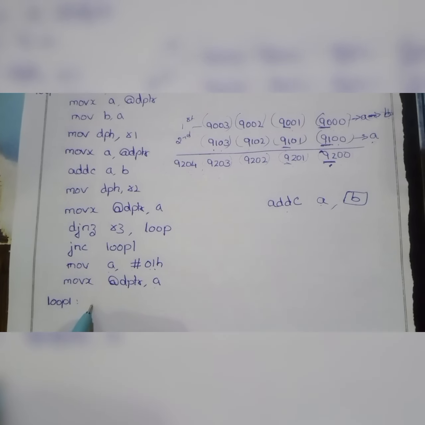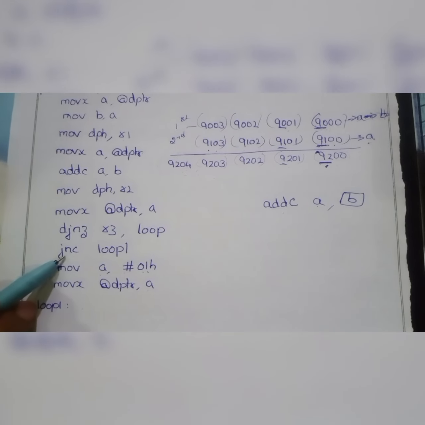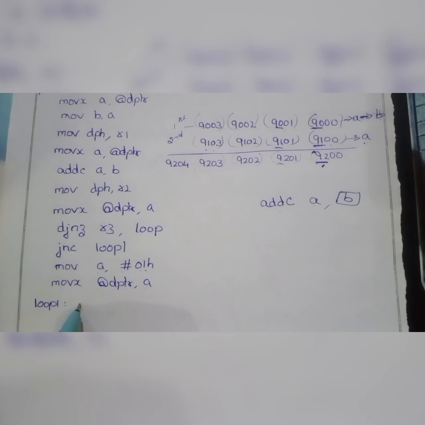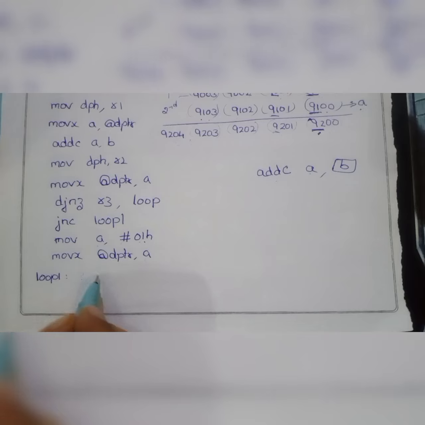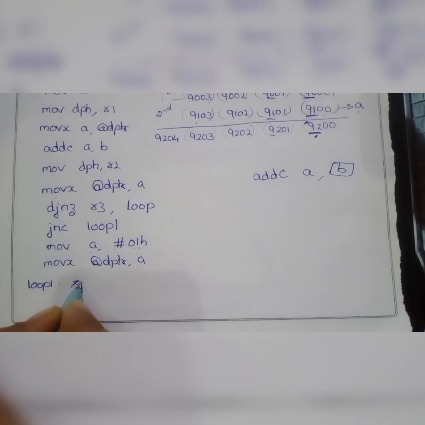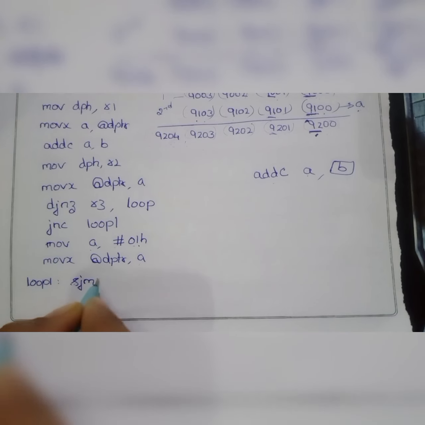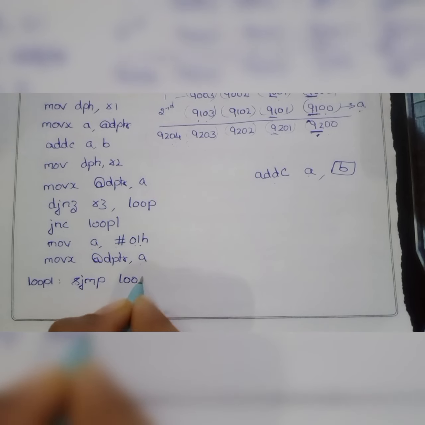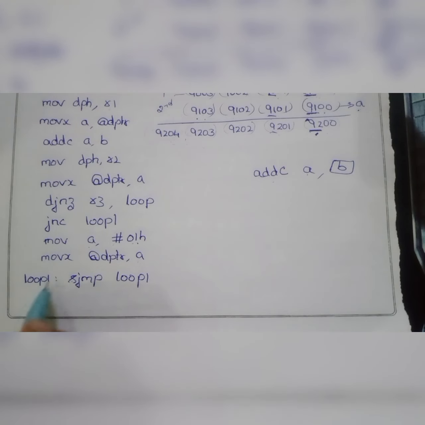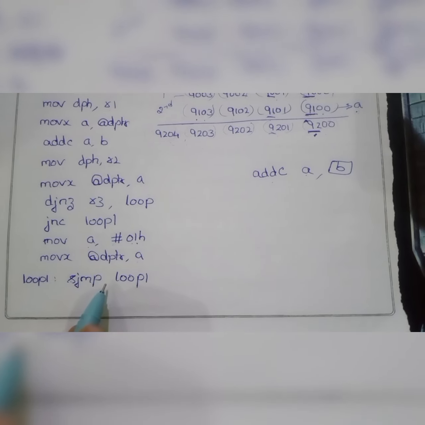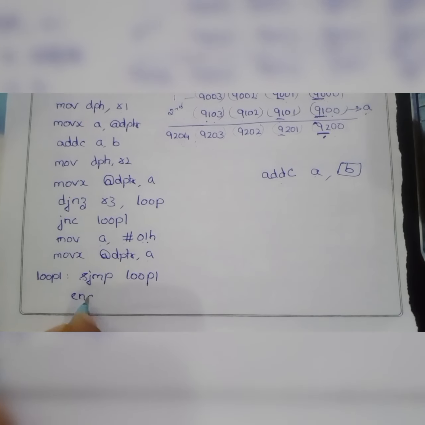Else I have to end the program. If the carry is not there, I have to end the program, but end instruction cannot be written here, for which I have to write some dummy instructions. So SJMP loop 1 let me write, so that it will be executing the same instruction until you stop running the program, and then we shall end the program.